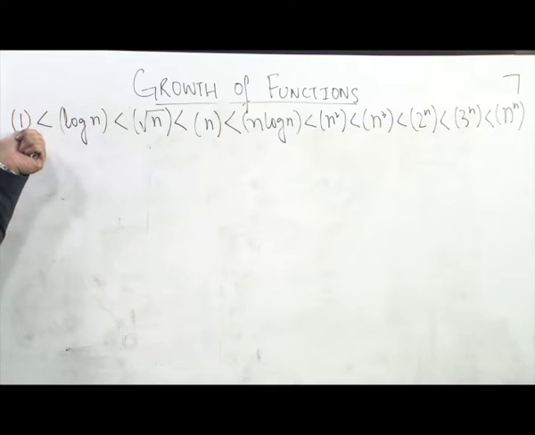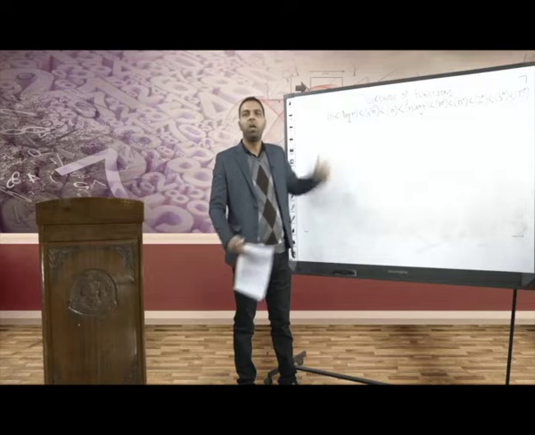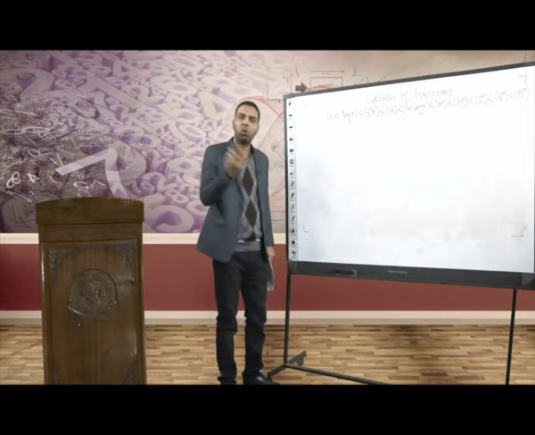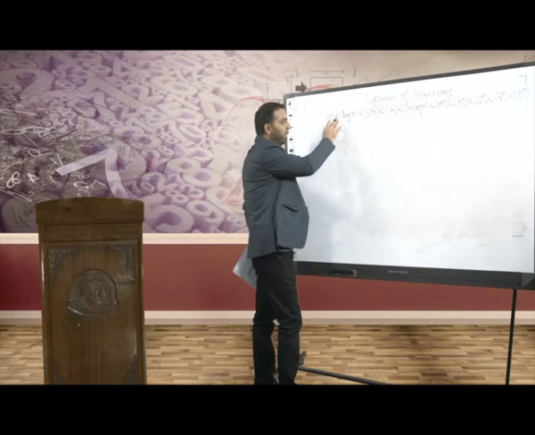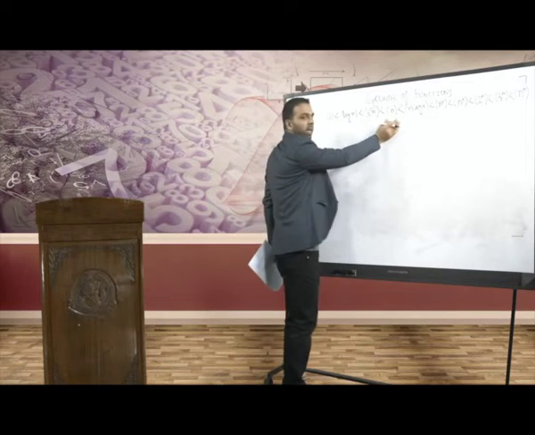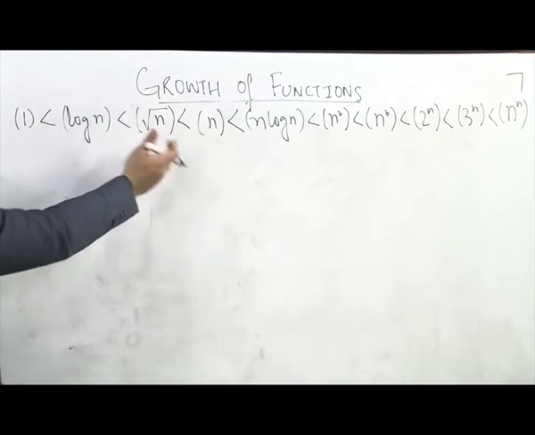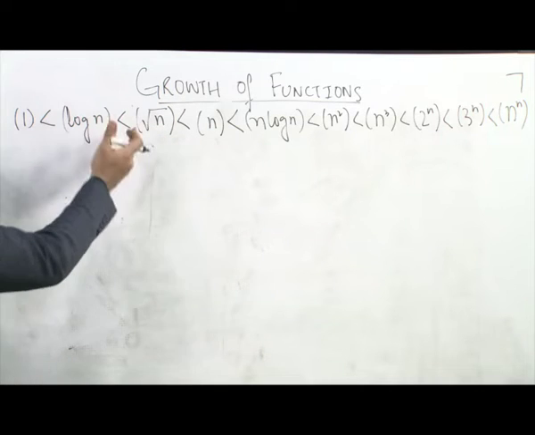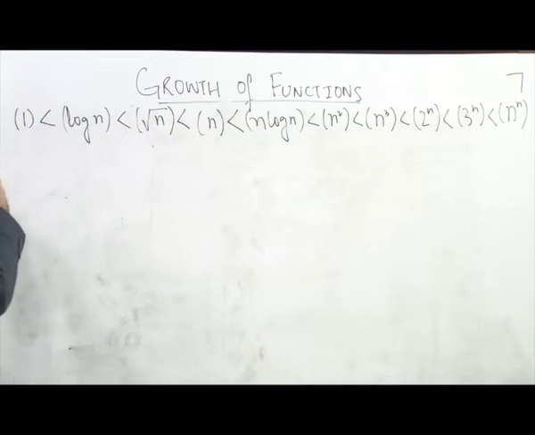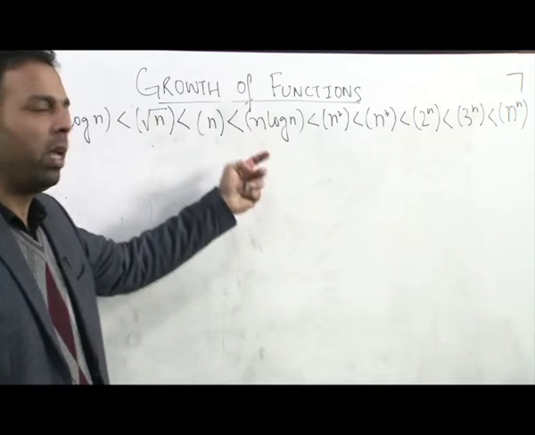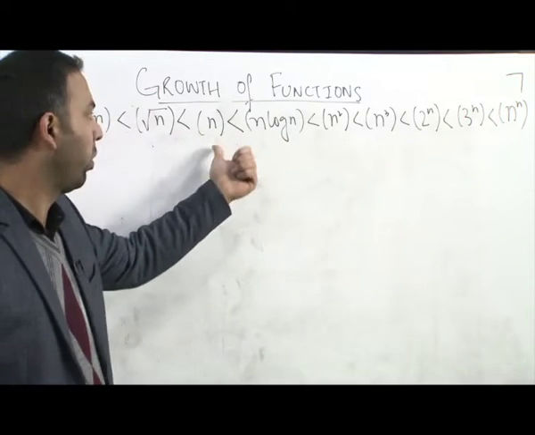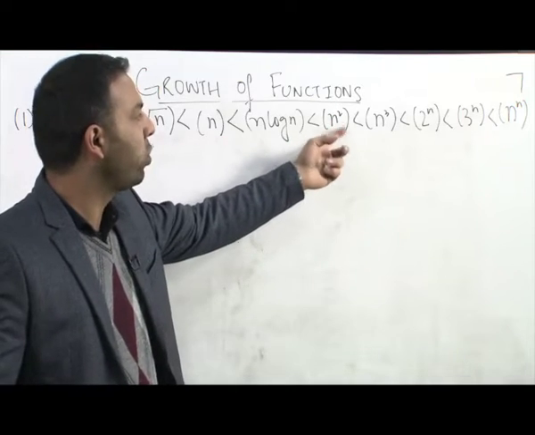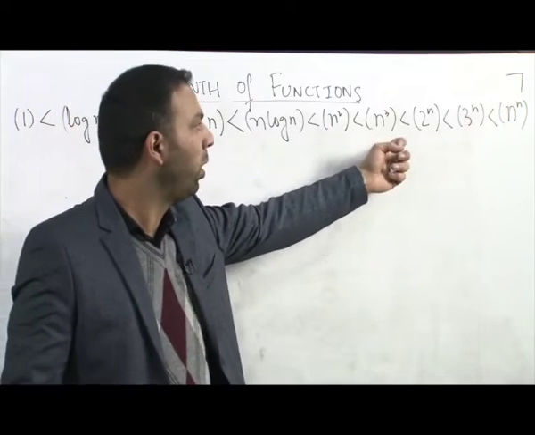If n is 5000, it will still take 1 unit of time. So this 1 actually means a constant amount of time, okay? Whatever your n is, under root n will be less than your n, and your log n will be less than your under root n, but it will be greater than your constant amount of time. And then when we go towards the right side, if we multiply n and log n, obviously it will be greater than n, and then n square, then n cube.